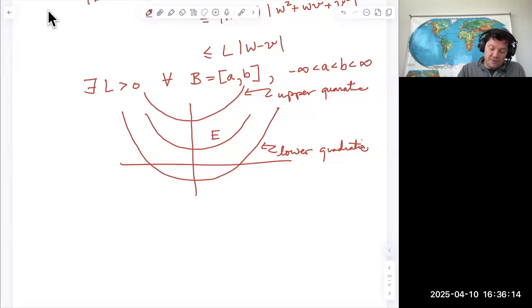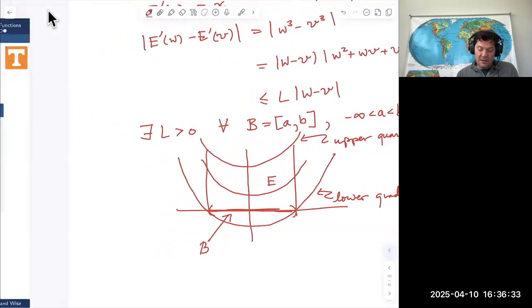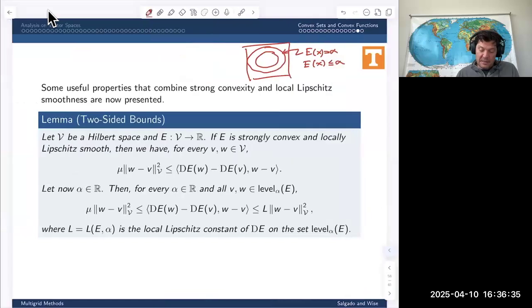And the combination of these two things over some bounded interval is what we call the quadratic energy trap. The energy gets trapped between two quadratic functions on some bounded set. So the set B is this bounded set in here. But the previous calculation that I just did is related to that quadratic energy trap that we're going to be talking about in just a moment.